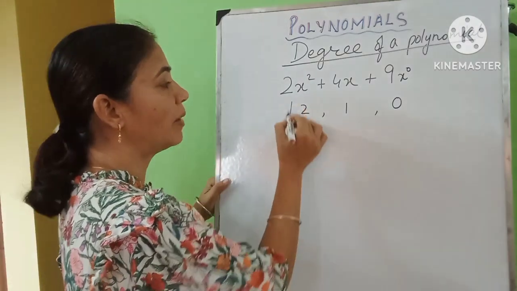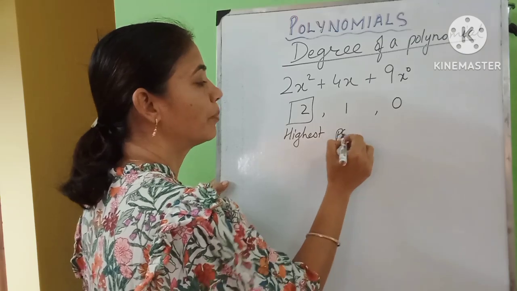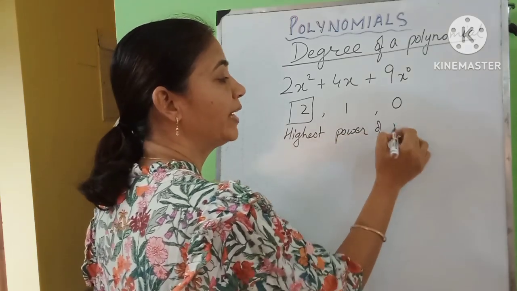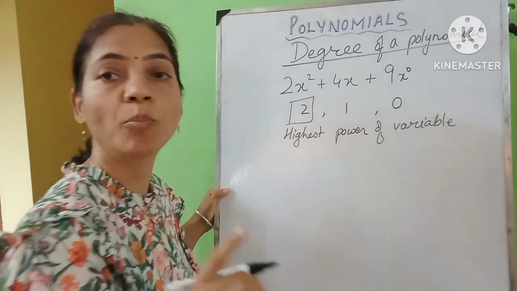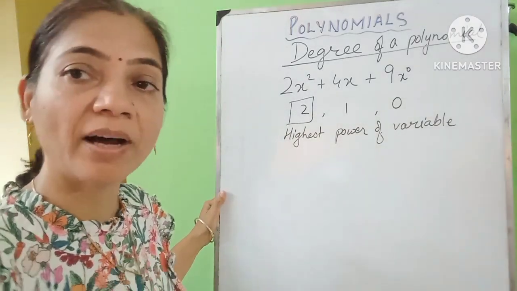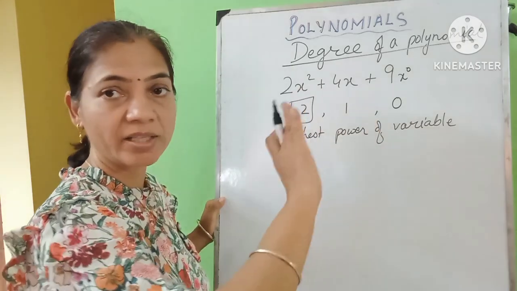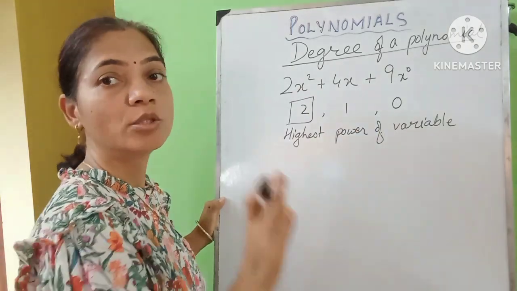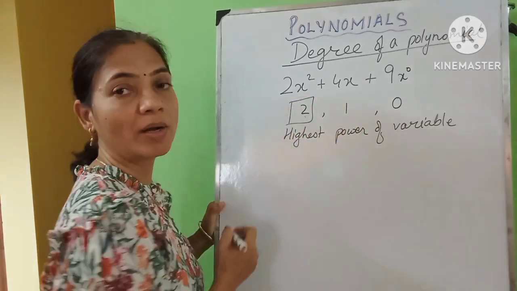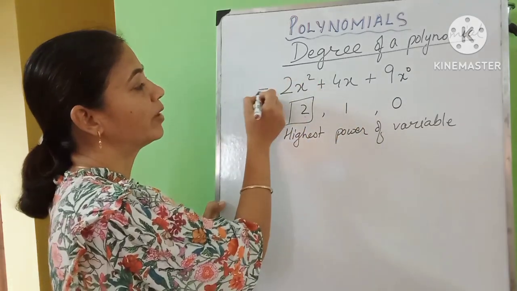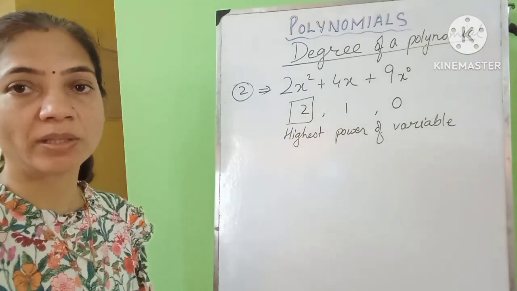The highest power of the variable. Children, over here we are talking about polynomials with only one variable. So over here the variable is x. There is no y, there is no z, there is no t. So with one variable, the highest power of the polynomial is called its degree. So what's the degree? Over here the degree is 2. Highest power is called the degree.